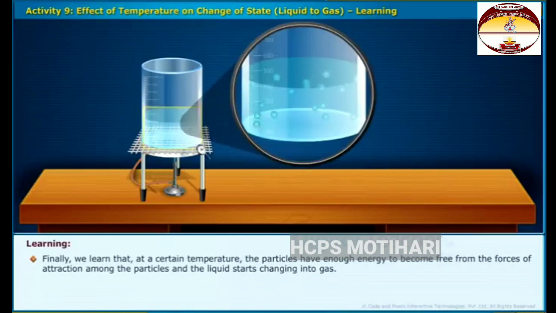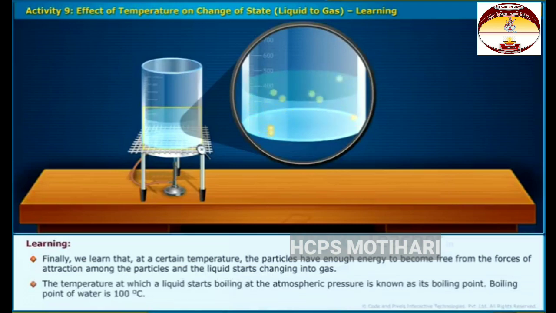Finally, we learned that at a certain temperature, the particles have enough energy to become free from the forces of attraction among the particles and the liquid starts changing into gas. The temperature at which a liquid starts boiling at the atmospheric pressure is known as its boiling point. The boiling point of water is 100 degrees centigrade.